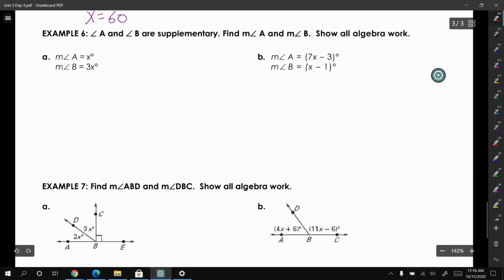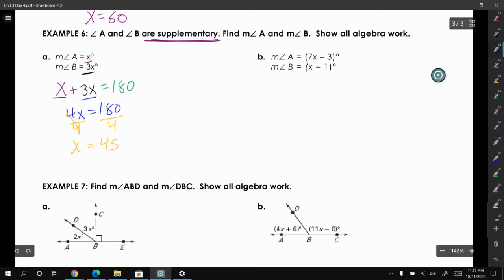Now for example 6, we're going to have these two angles, and they are supplementary, which means this angle plus angle B, which is 3x, equals 180. So then x plus 3x is 4x, and it equals 180. Divide both sides by 4, x is equal to 45.